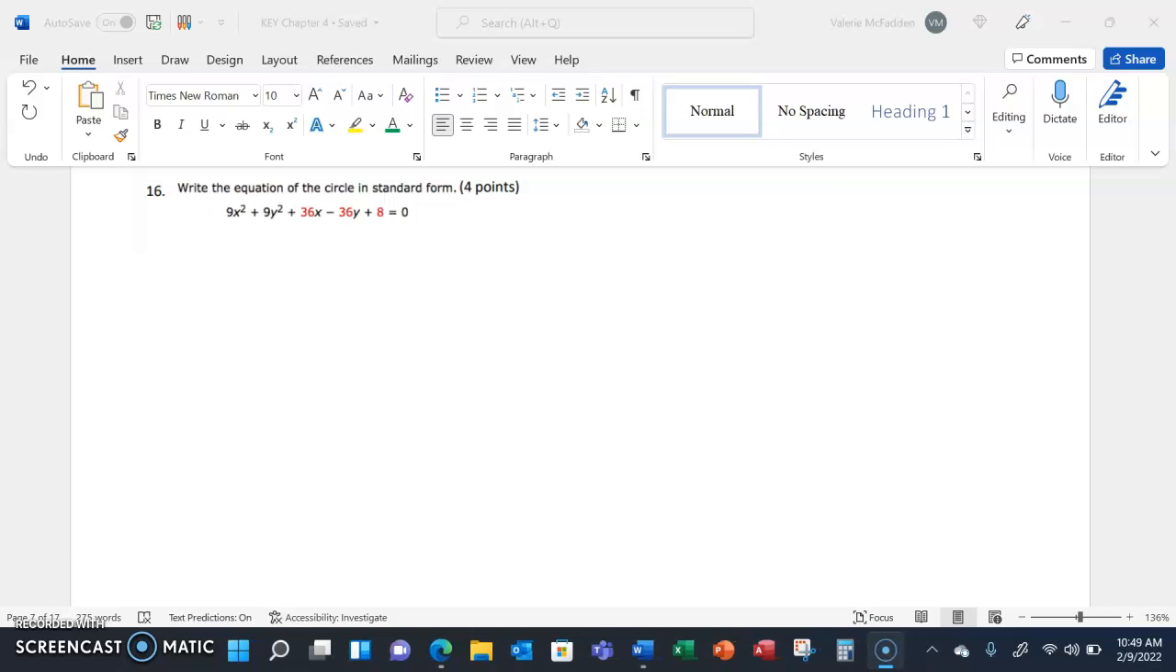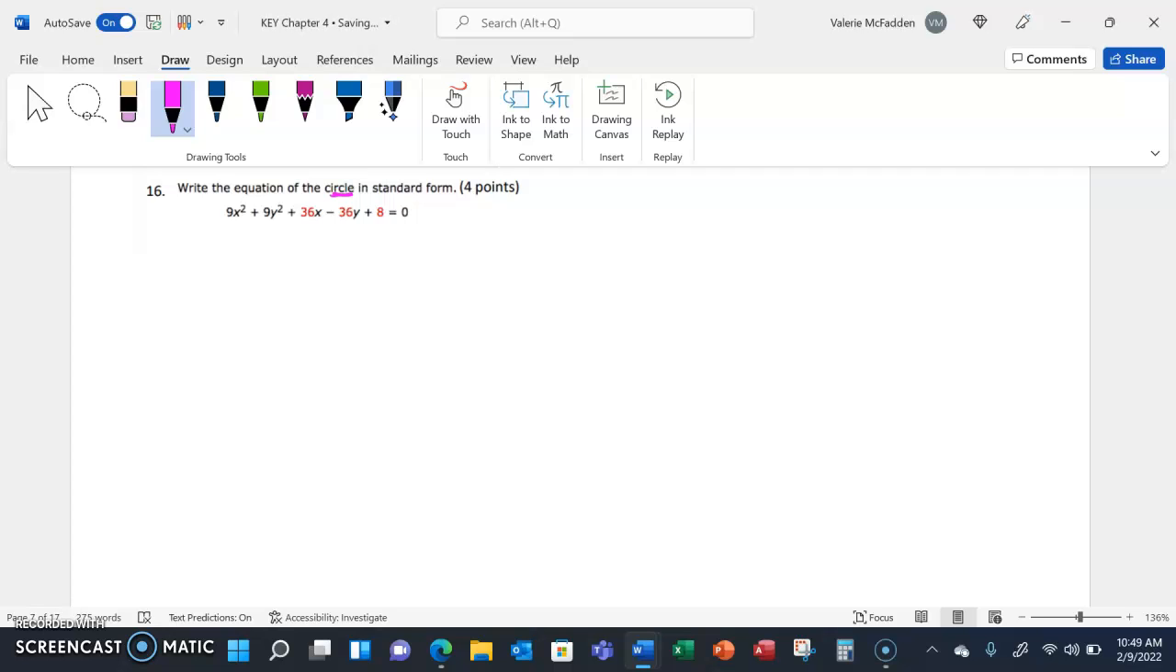Number 16, this is the equation of a circle. They want us to put it in standard form. So to put this circle in standard form, which is (x minus h) squared plus (y minus k) squared equals radius squared, we have to do a little process called completing the square.